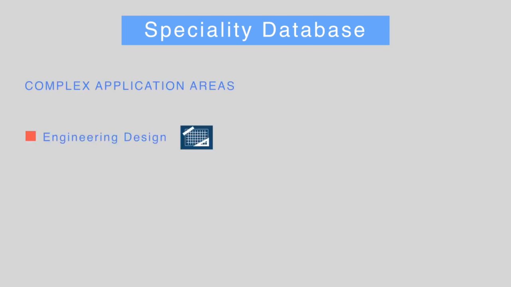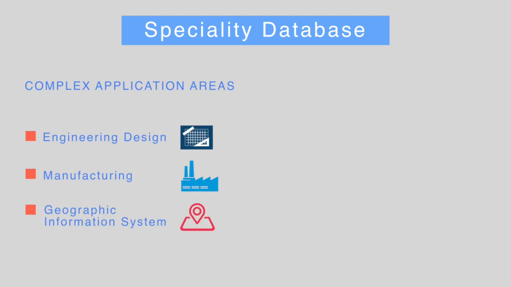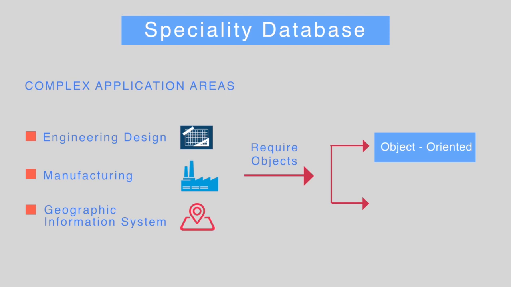Specialty databases. It is hard to design database systems for complex application areas like engineering design, manufacturing, and geographic information systems. These database systems require complex structures for storing objects. Some of these specialty databases are object-based and semi-structured data models. Let us see what is the object data model.